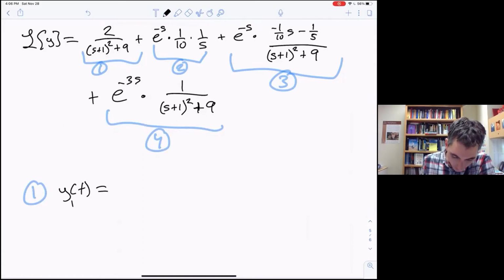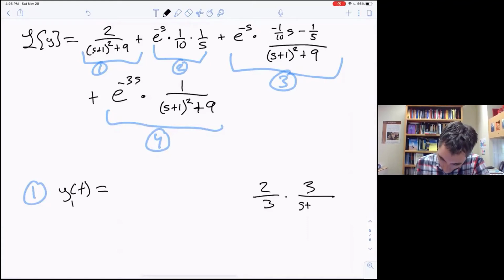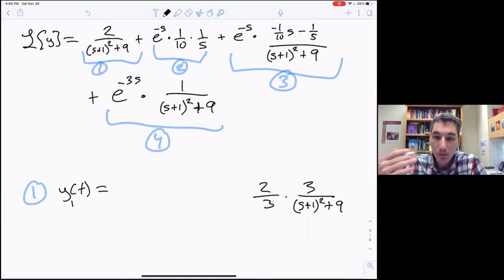Okay, so that looks to me like it's of the type, well, we've got 2. I'm going to write that as 2/3 and then 3 over s plus 1 squared plus 9. So that's looking like sine to me. But it would be sine if it was s squared plus 9. But we've got that s plus 1. And that's what happens when s is replaced with s plus 1. That means that you've multiplied by e to the minus 1t in the time domain. Remember, multiplication by e to the t becomes a shift in the frequency domain.